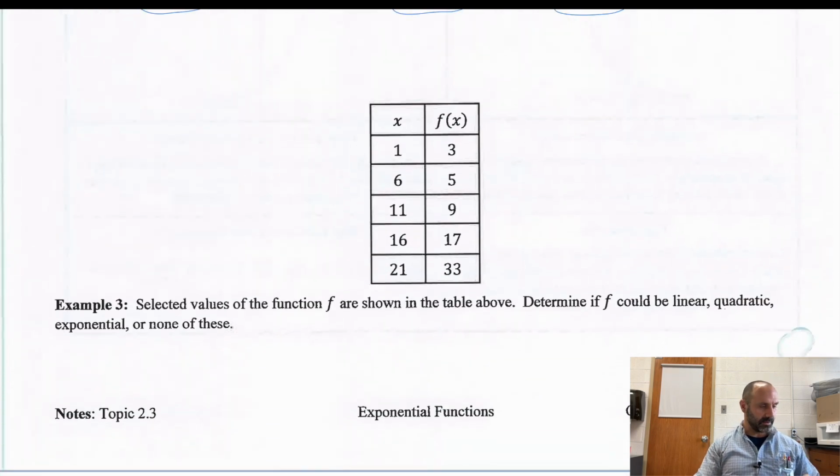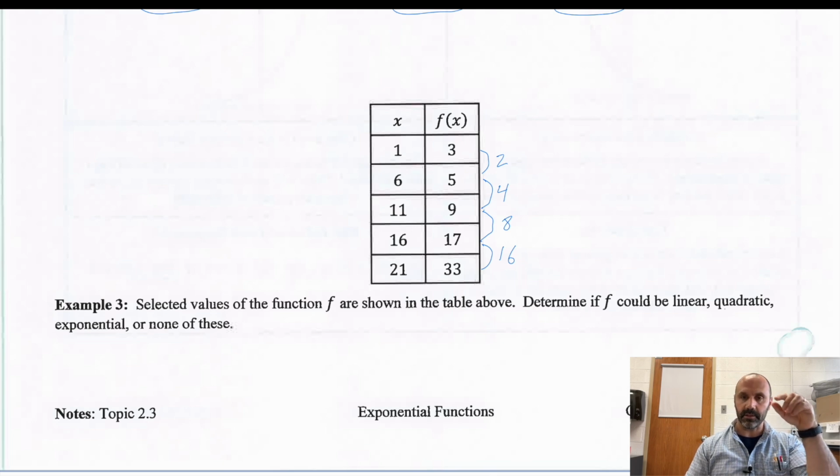Example 3. This question asks us to figure out if this is linear or quadratic or exponential. Okay, so if we look at the differences, between 3 and 5, this is a difference of 2. Between 5 and 9, this is a difference of 4. Between 9 and 17, that's a difference of 8. And then 17 and 33, that's a difference of 16. And so notice that the difference each time is being multiplied by 2.